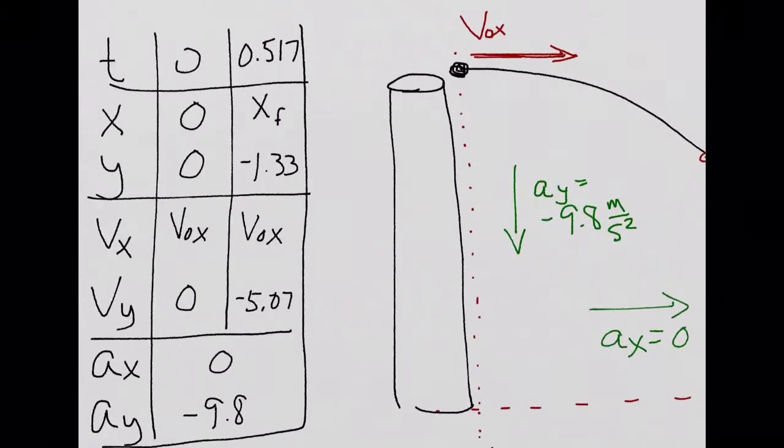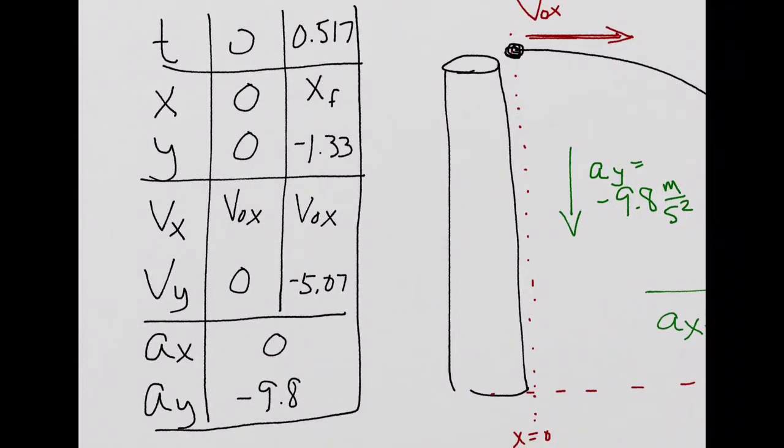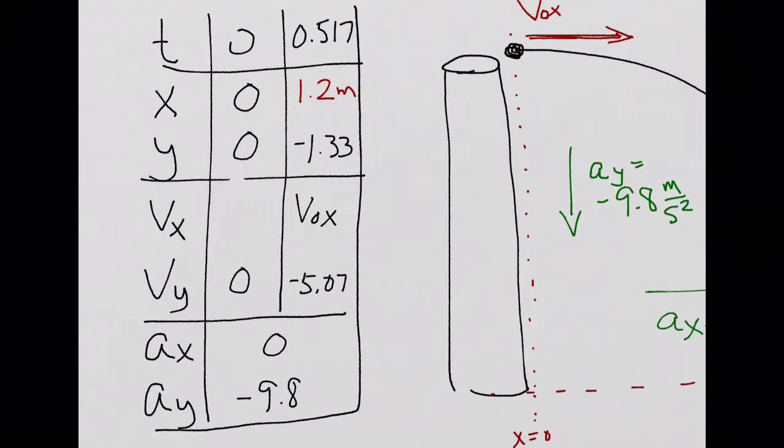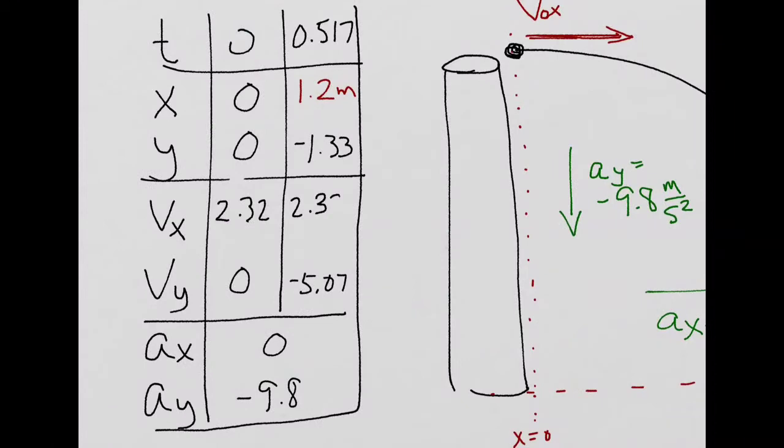Okay, so now let's fill out our table. We have a position now, so that is 1.2 meters, and that was a guesstimate, a measurement, so that's a given, not something that we calculated. And then we have an initial and final velocity that are the same, 2.32 meters per second. So there you have it. And again, it's important to realize in the vertical direction, this is a problem of constant acceleration. In the horizontal direction, this is a problem of constant velocity, 0 acceleration.